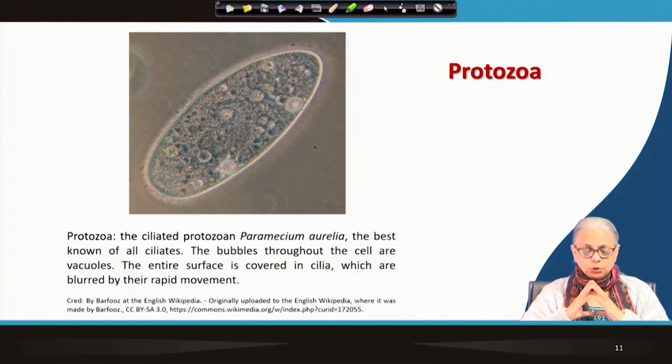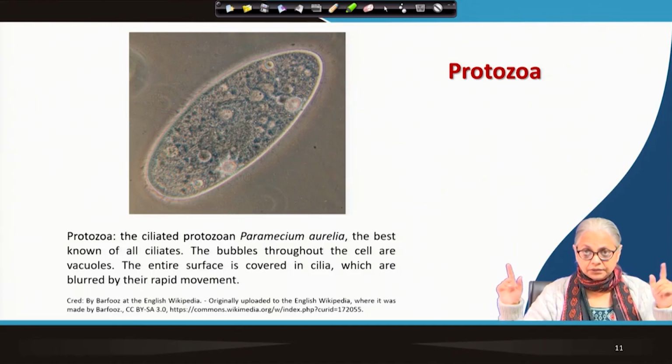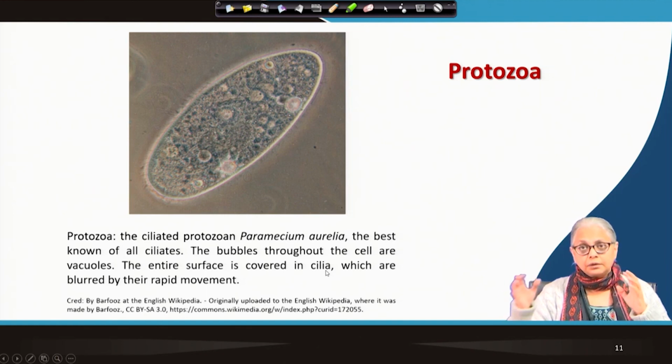So these are very well known ciliates or protozoa, and in that particular video you could have seen the rapid movement of these protozoa or paramecium, and like I said, they ingest bacteria. That's the food for these protozoa, and the entire surface is covered by the cilia, which is their means of movement.